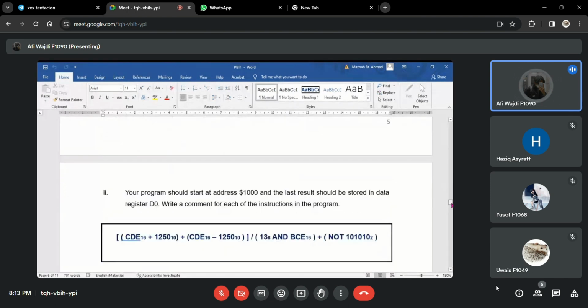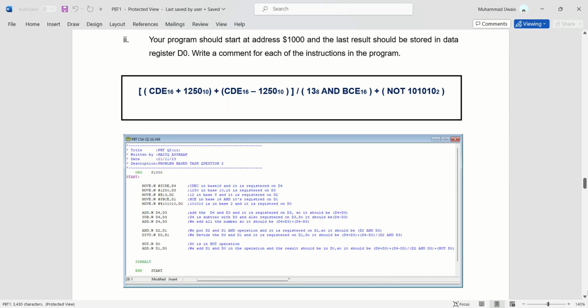And yeah, done. All right. For question two, Roman 2. I read the question. Your program should start at address $1000 and the last result should be stored in data register D0. Write a comment for each of the instructions in the program.